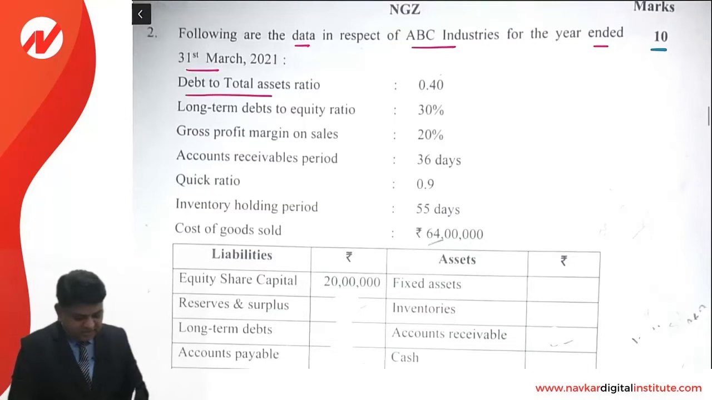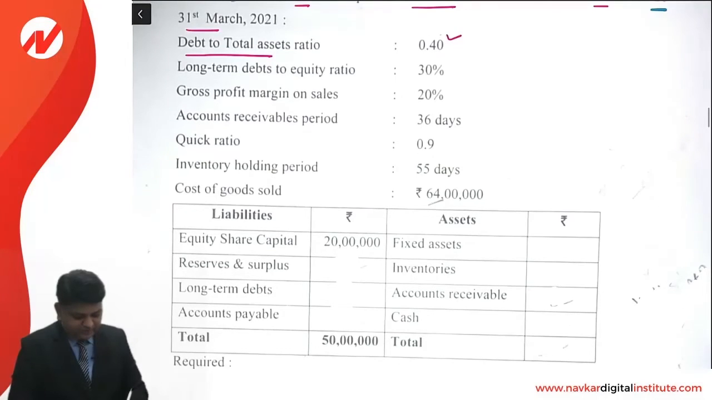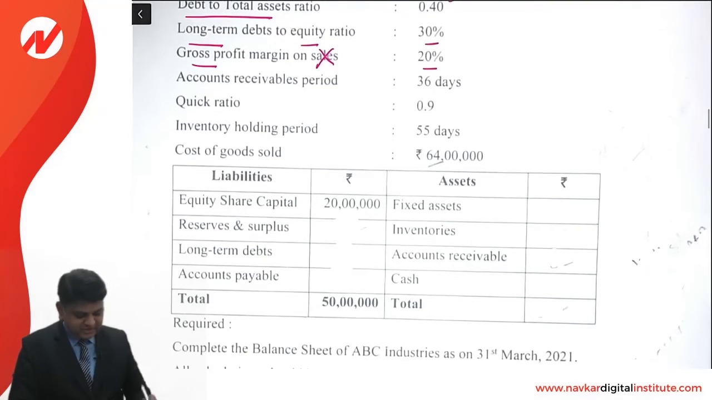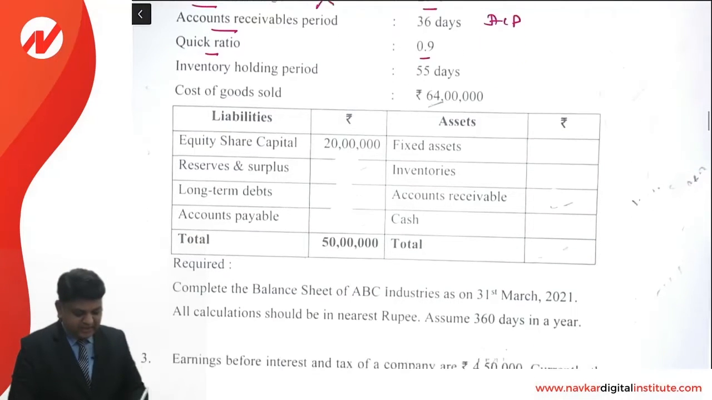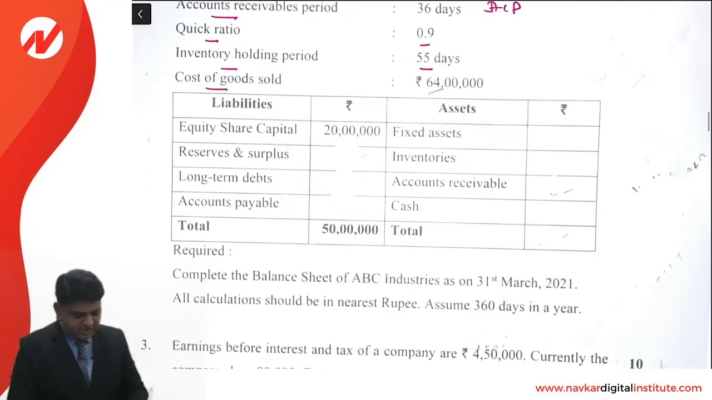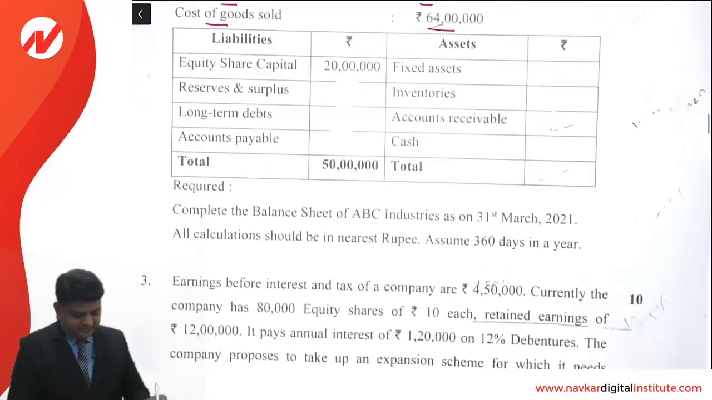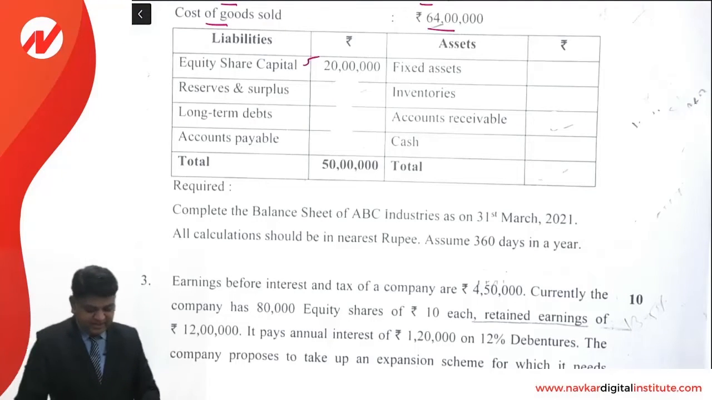Debt to total assets ratio is 0.40. Long-term debt to equity ratio is 0.30, that is 30%. GP on the sales is 20%. GP on sales is not required to be mentioned; GP is always as a percentage of the sales. Accounts receivable period, that is average collection period. Quick ratio 0.9. Inventory holding period is 55 days. COGS is 64 lakhs. Equity share capital is given 20 lakhs.